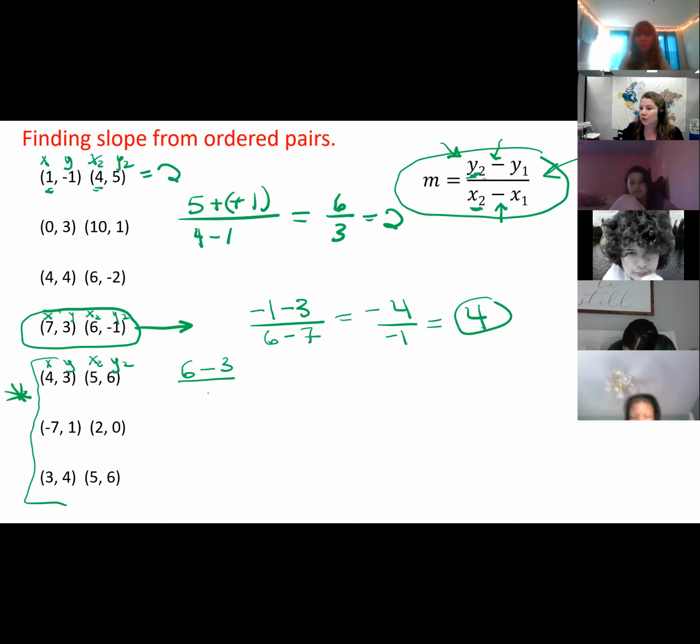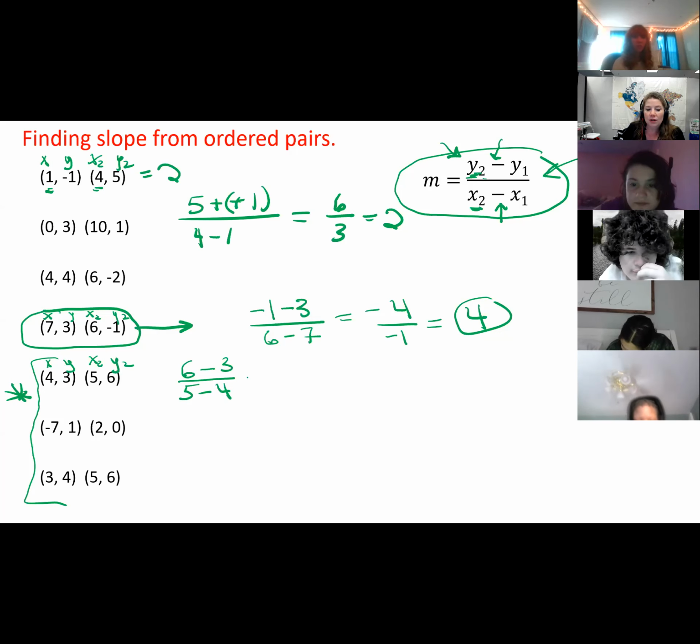Now, what's x2? What number do I start with? Show me on your fingers. 5, correct? So 5 minus x1 is 4.